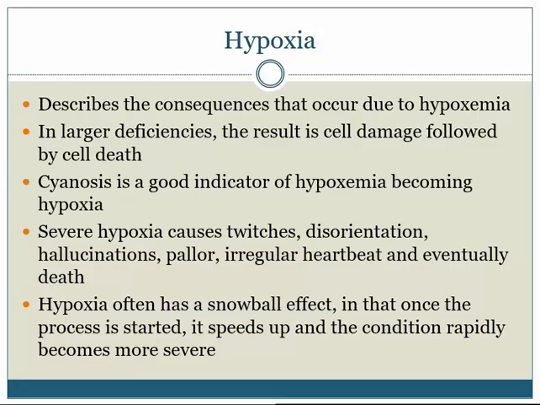When hypoxia becomes severe, it can cause the patient to have twitches. They might become disoriented. They might experience hallucinations. You'll start to really see their color become quite pale. It might start affecting their heartbeat. They might start having arrhythmias, and eventually they could die from it.